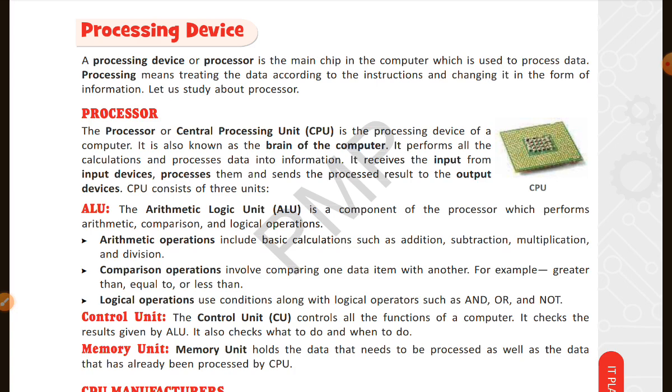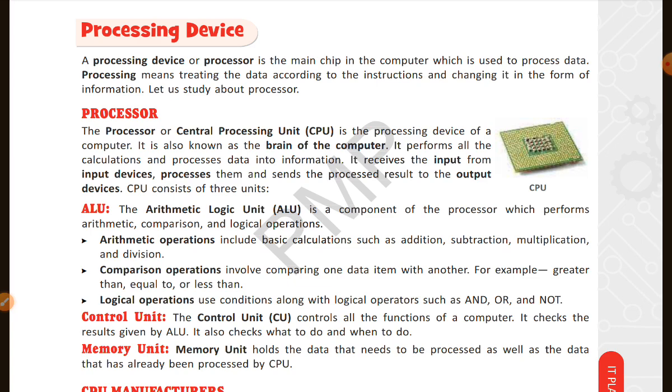Means agar hum hamara very first example dekhen, uske andar hame kya hua tha, 4 and 7 we hame information di gayi thi ki hame usko add karna. Processor ka kya kaam tha, usko add karna, aur usne output kya diya, 11 information di.